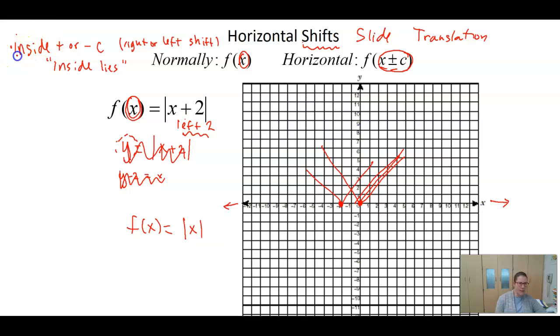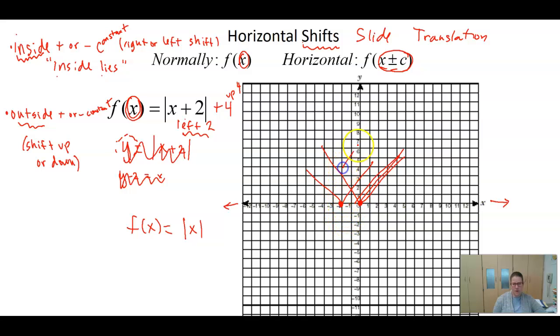Okay? So that's what happens when the plus or minus is on the inside. If we add or subtract a constant number, it shifts right or left, and inside lies. Now if it's on the outside, and we'll do some examples where they're on the outside in a few moments, and we add or subtract a constant, then it's going to shift up or down, and this one goes the direction you think it would. So if I had a plus 4 out here, that plus 4 would make it go up 4. So this would also go up 4. So it would be right there.